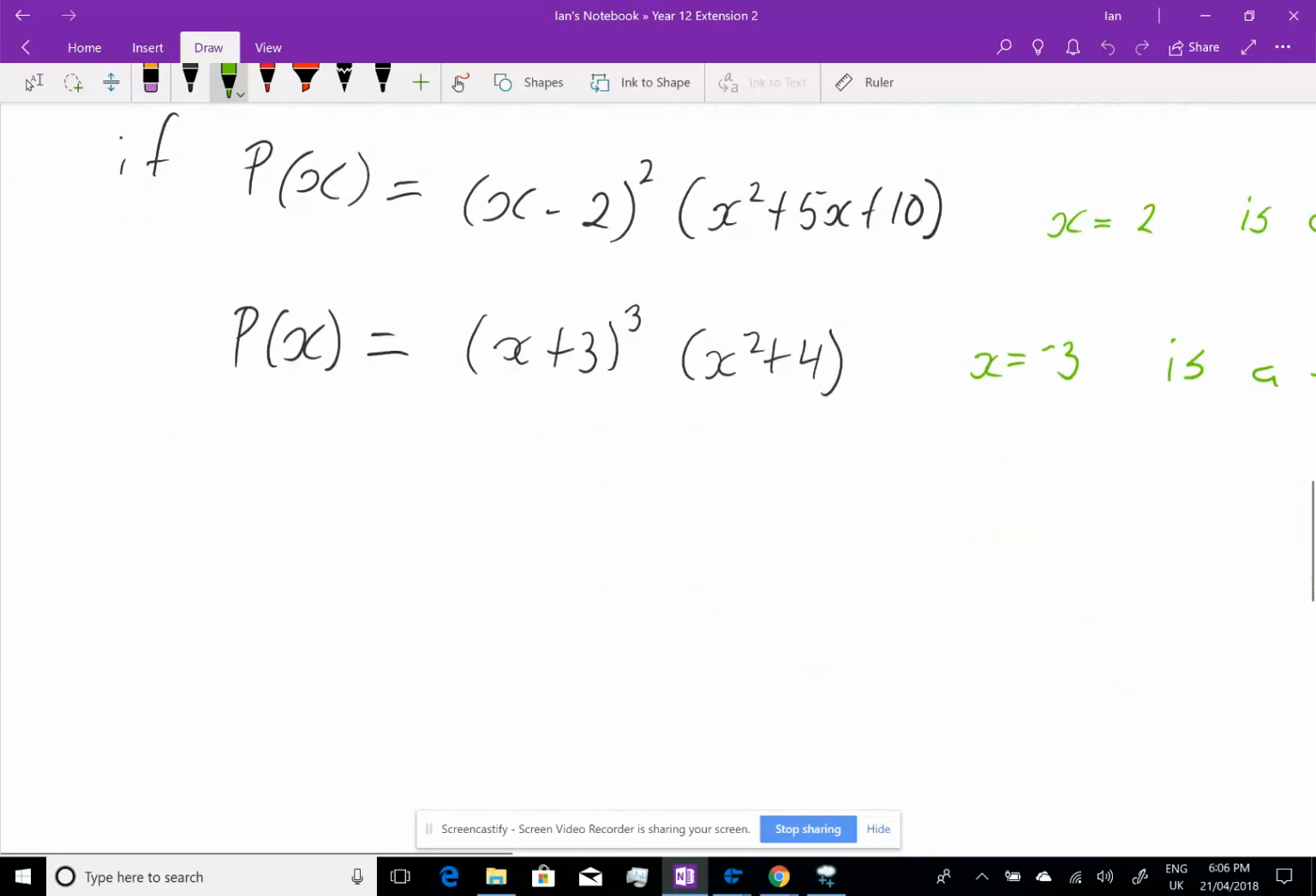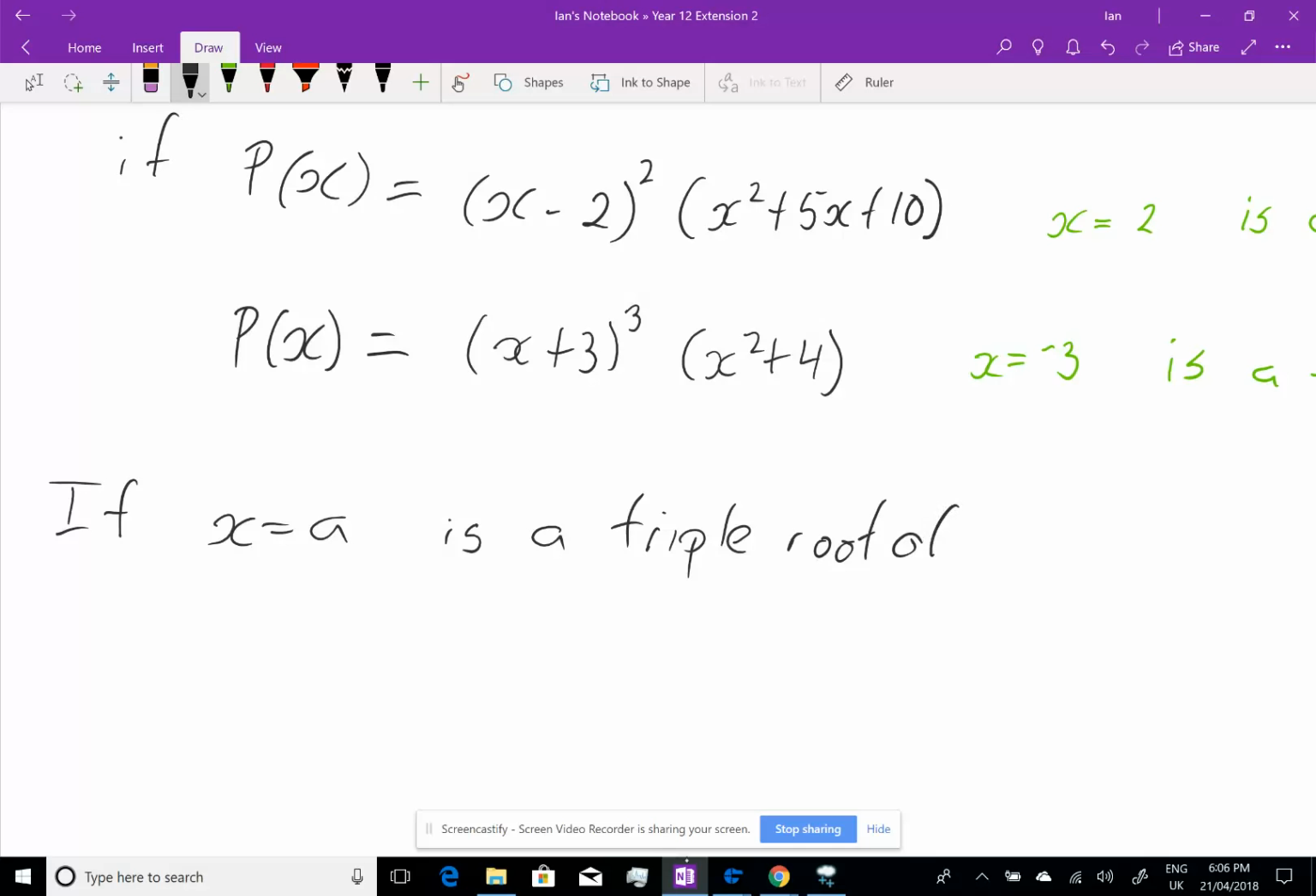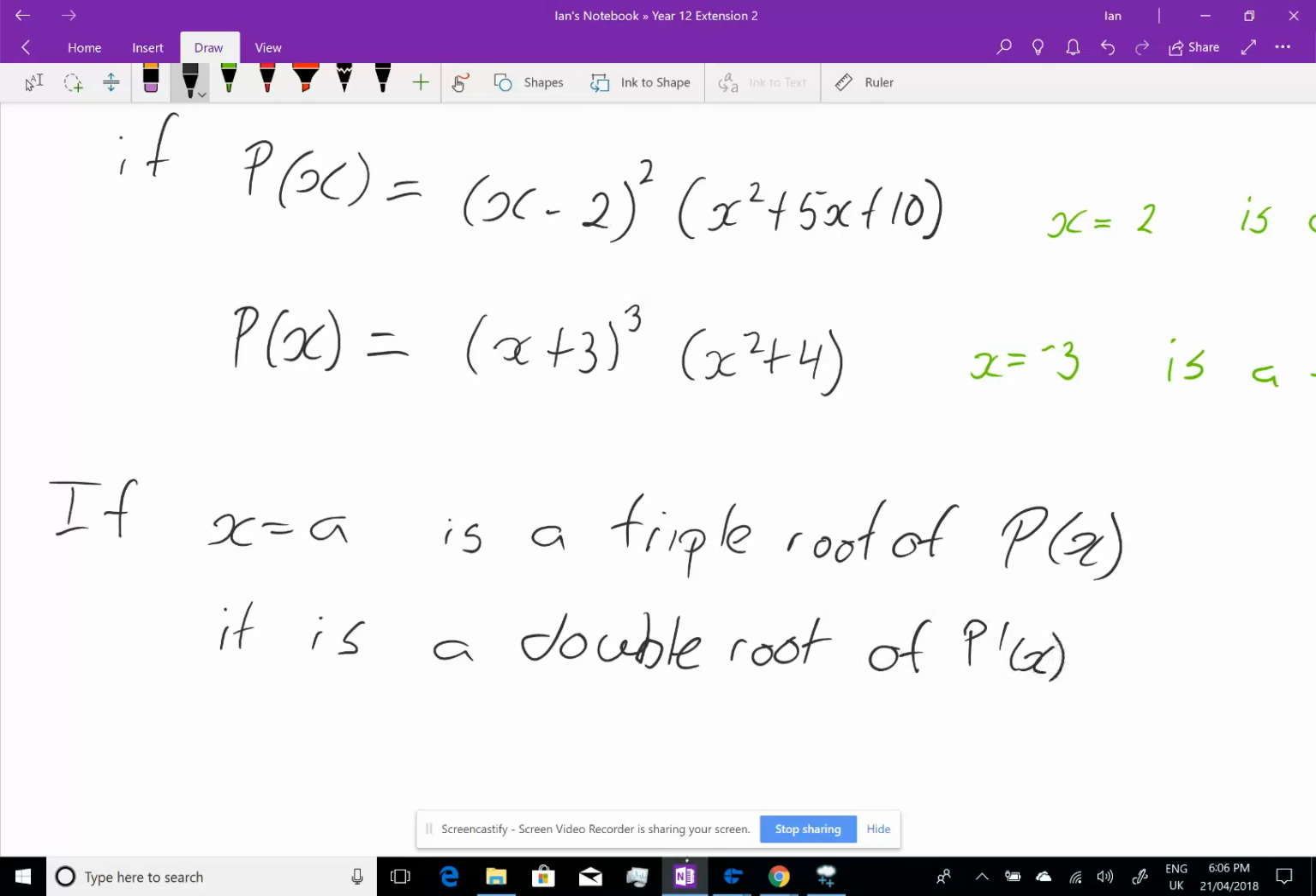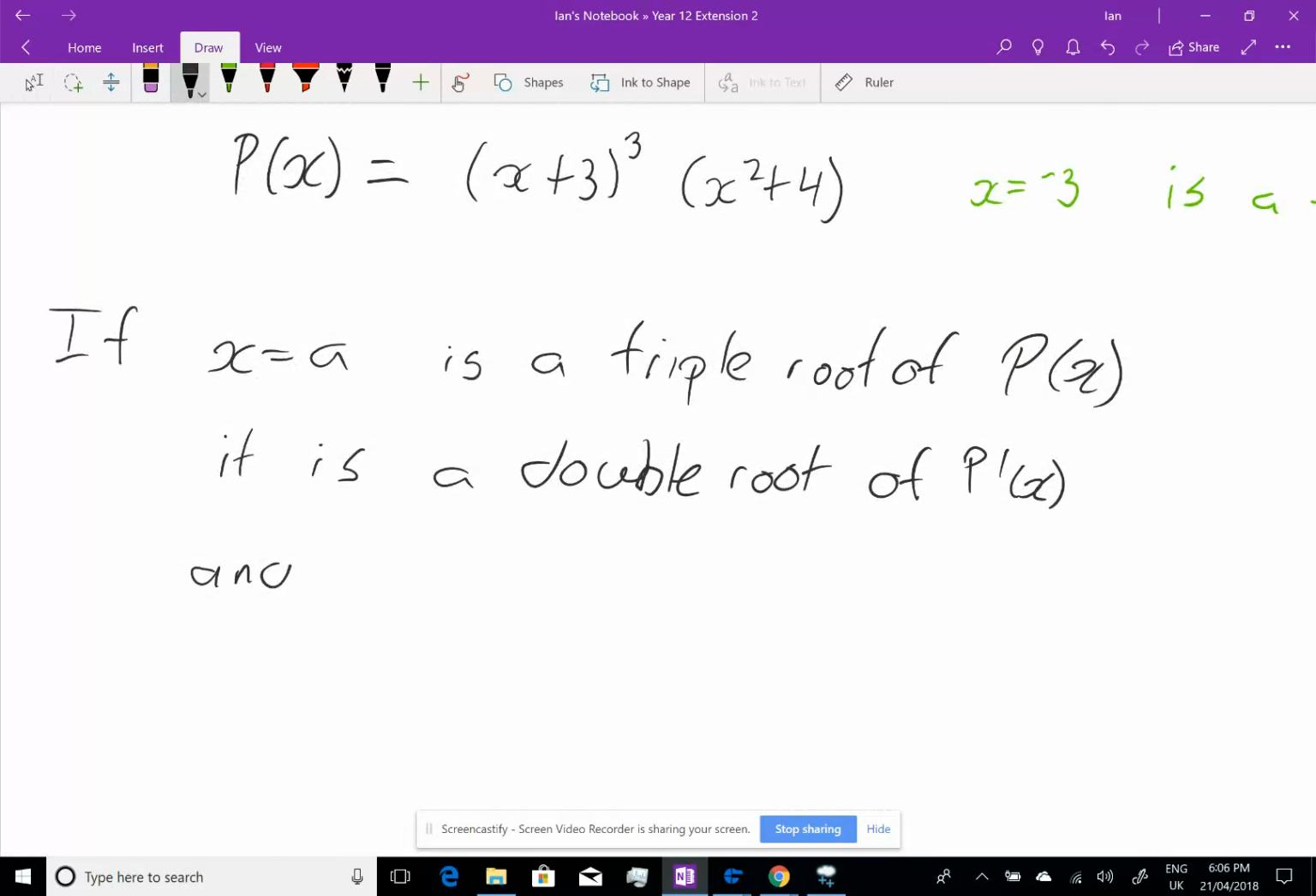And let's have a look at that. If x = a is a triple root of P(x), it is a double root of P'(x) and a root of P''(x).